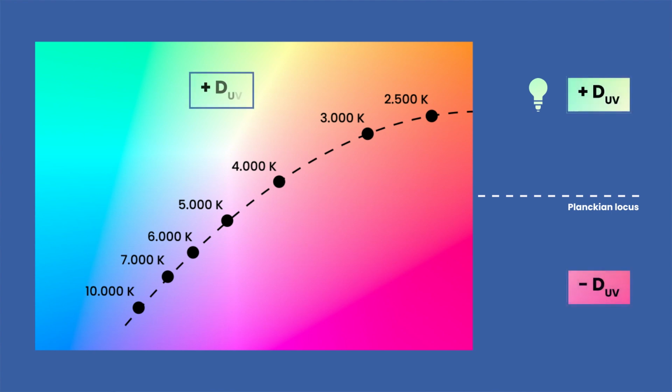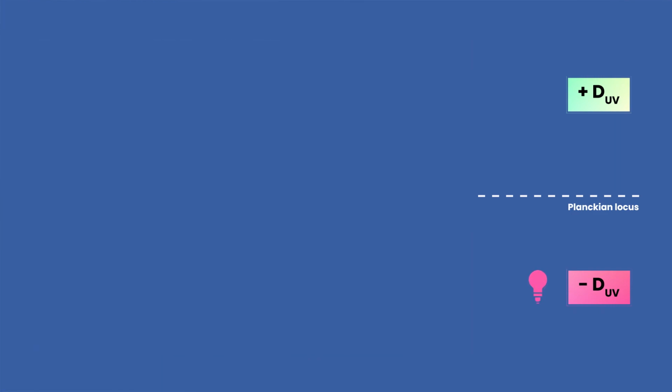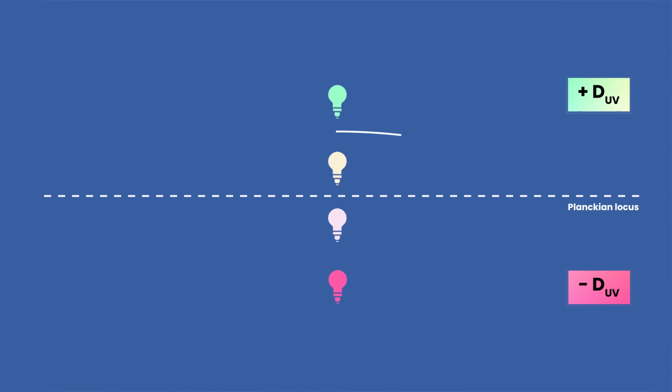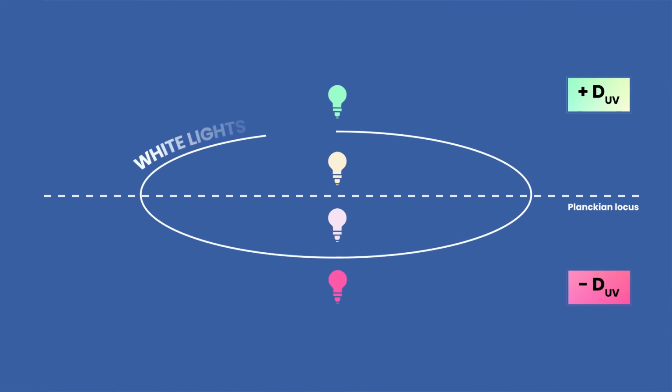The DUV will be a positive value if the light under examination will be positioned above this line, resulting in chromaticity tending to yellowish or greenish shades. On the contrary, it will be represented by a negative value if the light will be located below this line, consequently turning to pinkish or purplish shades. Conventionally, a light is therefore considered the whiter the closer its chromaticity coordinates are located compared to the coordinates of the Planckian locus.